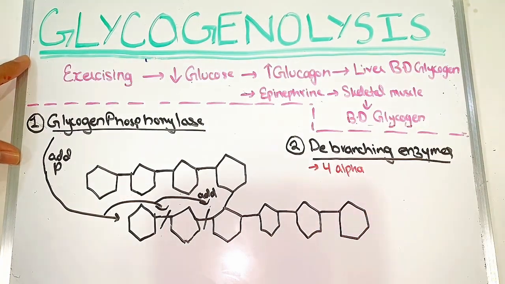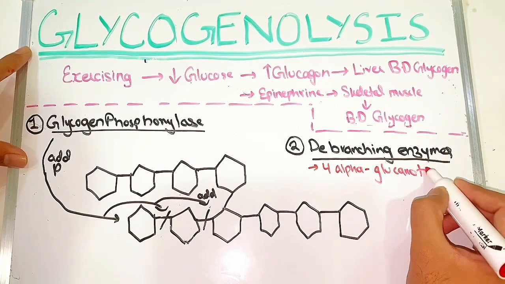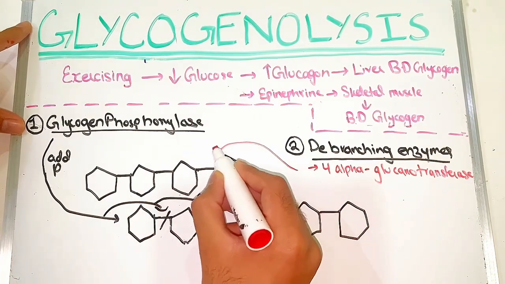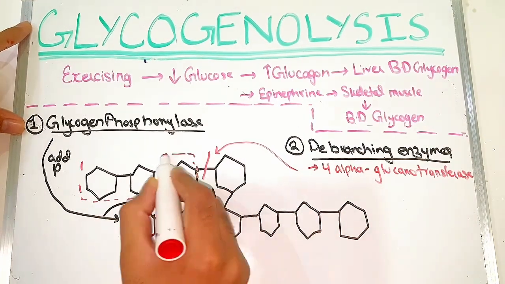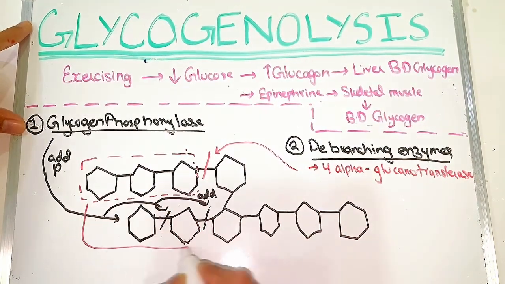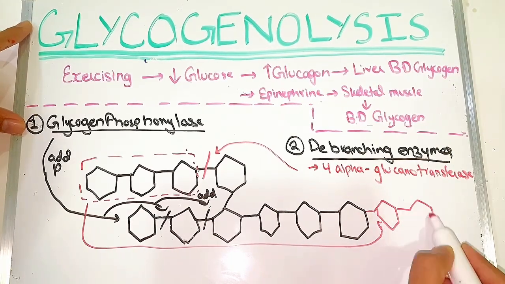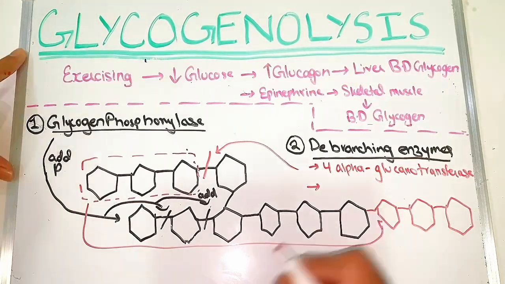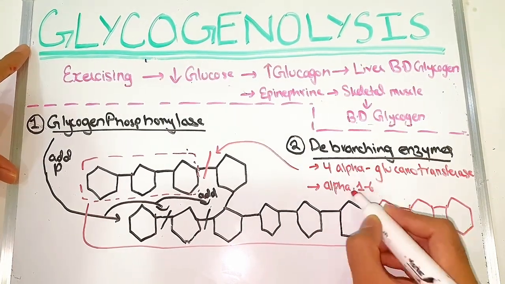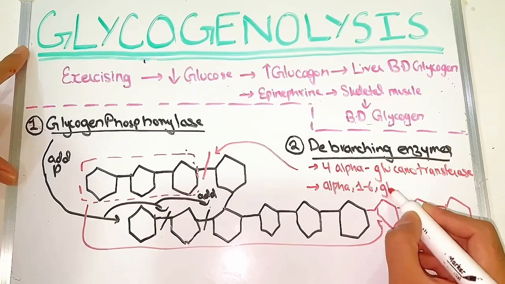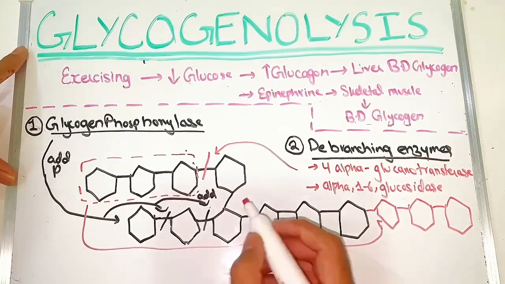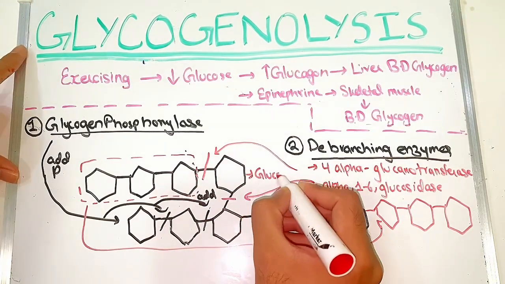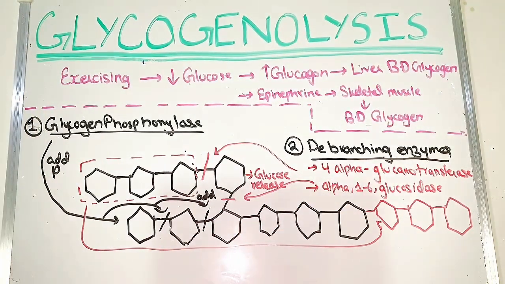The first enzyme is 4-alpha glucanotransferase, which shifts 3 glucose molecules from the branch chain to the linear chain. The second enzyme which takes part is alpha-1,6-glucosidase, which removes one remaining branching glucose molecule and makes it free to move. So here we get one glucose molecule.